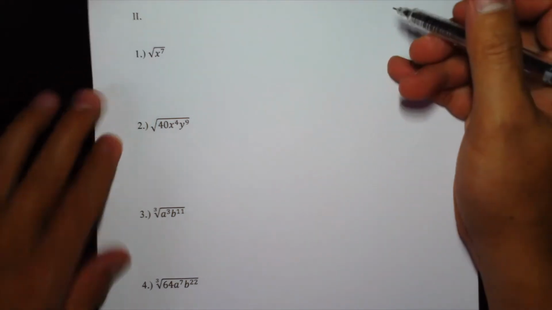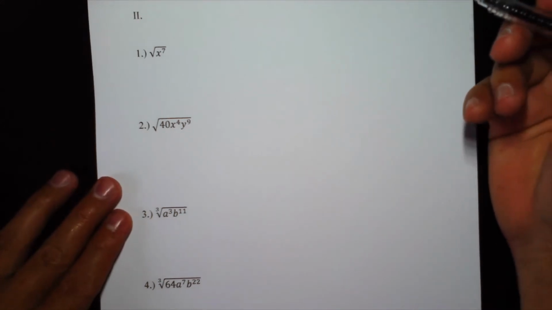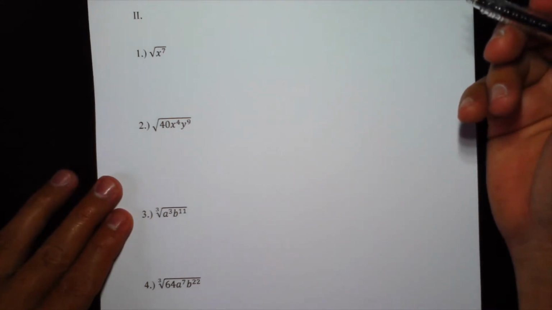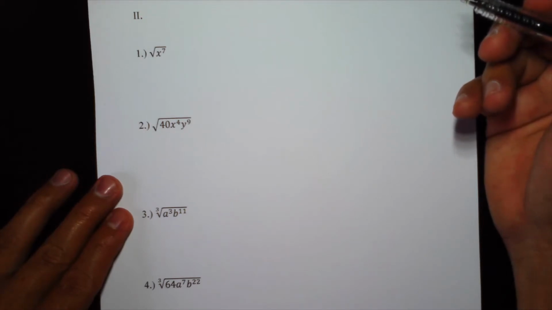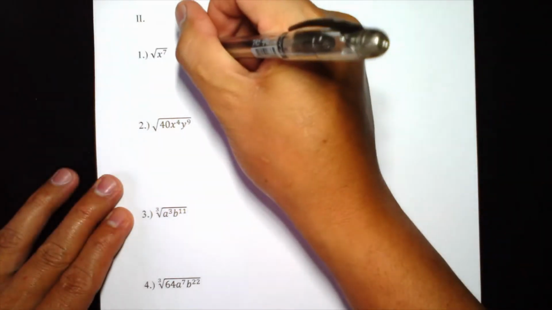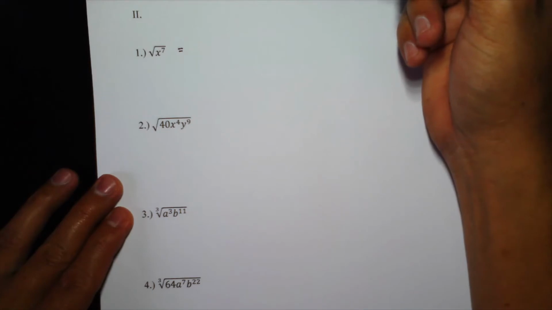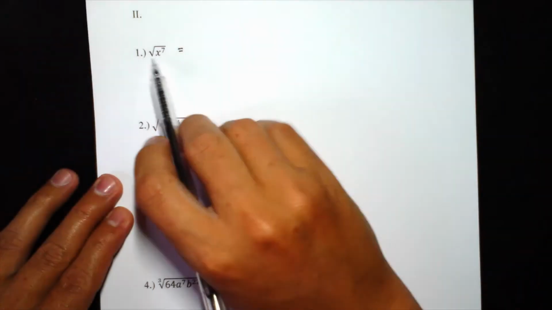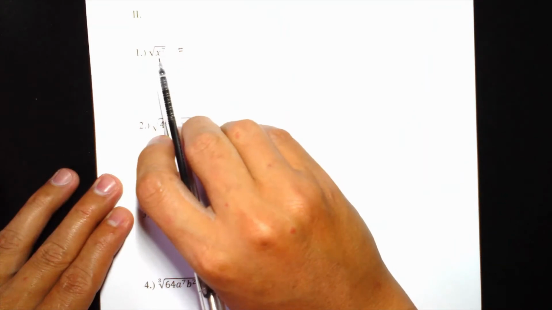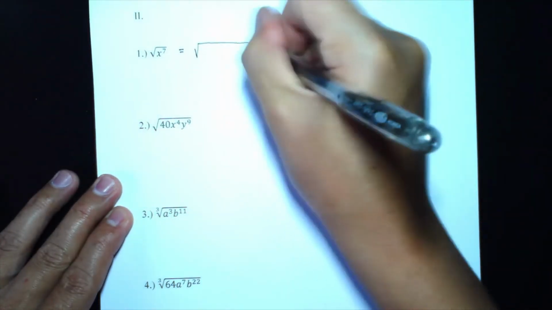Okay, let's have another set of simplifying radicals. In simplifying this kind of radical terms, we are just reducing the exponent inside with respect to the radical that is given. Since it is a square root, we factorize the x raised to 7 with respect to square. So we have just like this one.